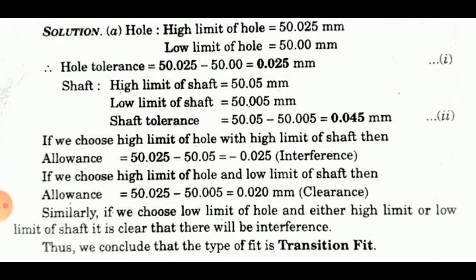But if we choose the high limit of the hole and the low limit of the shaft, then the allowance will be equal to the high limit of the hole, 50.025, minus 50.005, equal to 0.020 mm. That means it is a clearance fit. Similarly, if we choose the low limit of the hole and either the high limit or low limit of the shaft, it is clear that there will be interference. So we can conclude that the type of fit is transition fit.